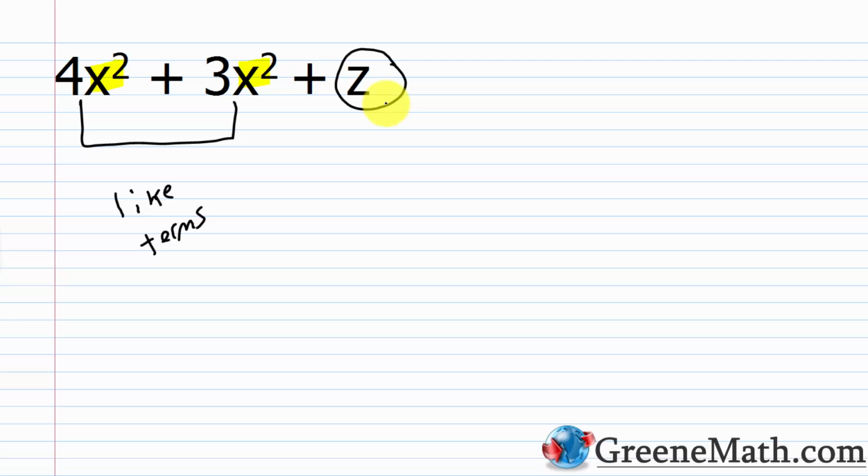So what you do in this scenario is you just combine what you can. So 4x squared plus 3x squared, again, leave the variable part the same. So leave that x squared part the same, and then just add your coefficients. So what is 4 plus 3? That's 7. So I have 7x squared, and then just copy the rest, so plus z. So when we simplify this algebraic expression, we end up with 7x squared plus z, right? Again, you combine what you can. In this case, we could combine the like terms 4x squared and 3x squared.